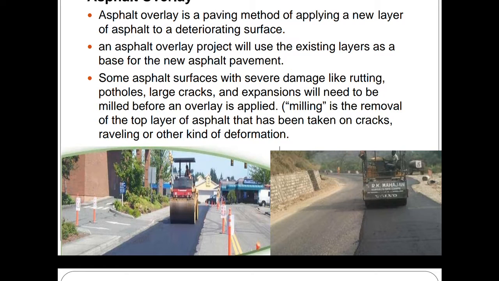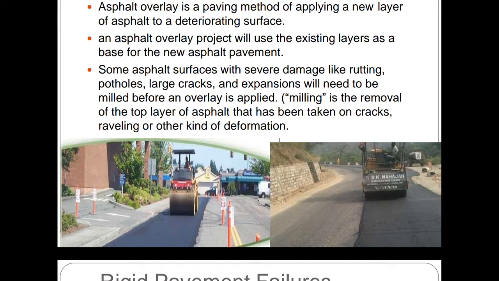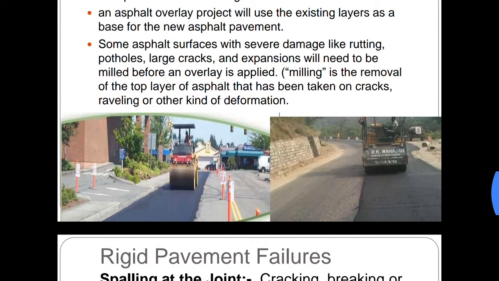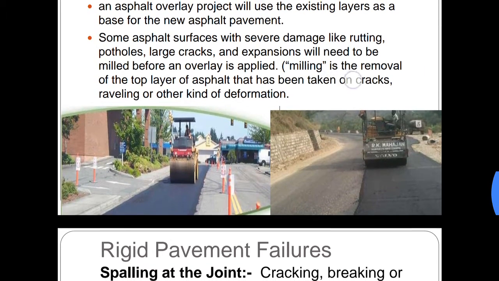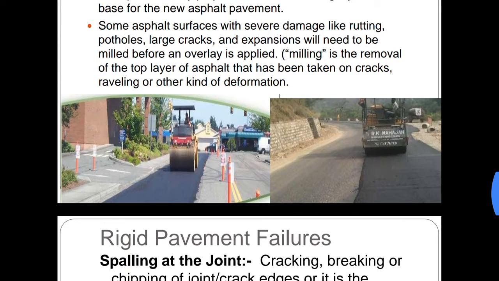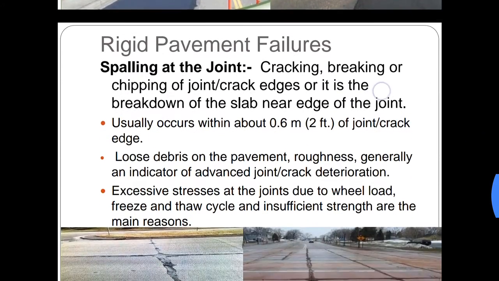Some asphalt surfaces with severe damage like rutting, potholes, large cracks, expansions will need to be milled before an overlay is applied. Milling is just removal of that deformation. Milling is the removal of the top layer of the asphalt that has been taken on by cracks, raveling or any other kind of deformation. So these were the defects that we can see in flexible pavements.